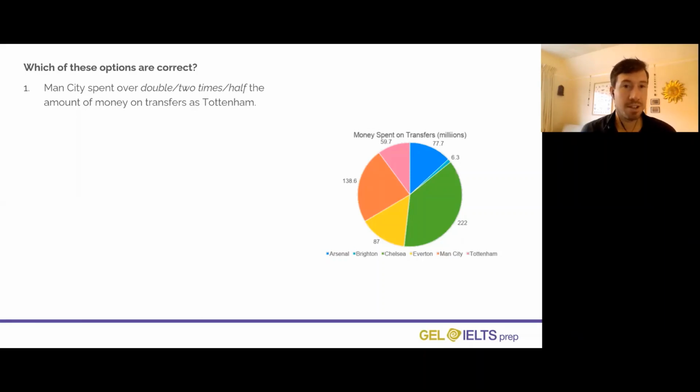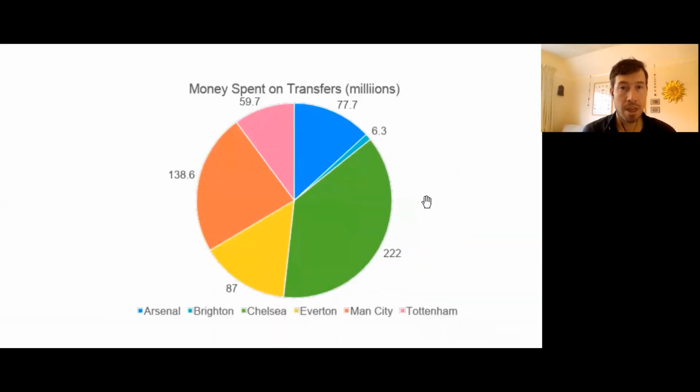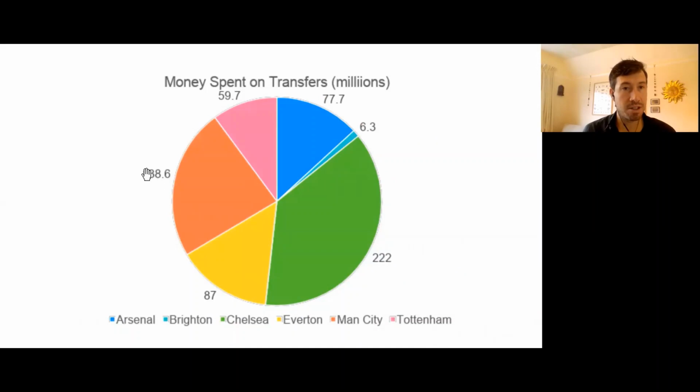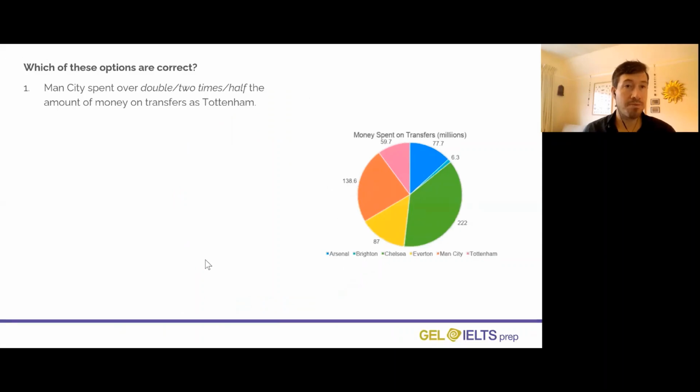So let's have a look. Man City and Tottenham. Man City is the red, 138, and Tottenham is the pink, 59. So 59 to 138, that's more than double. So here it's got the word over, which means more than. So over double, yes. Over 2 times, they have the same meaning. So those 2 are correct. Half is not correct.